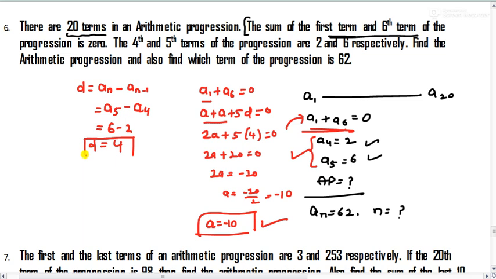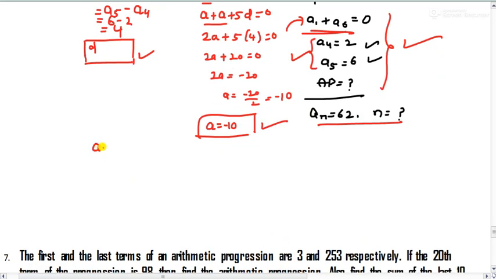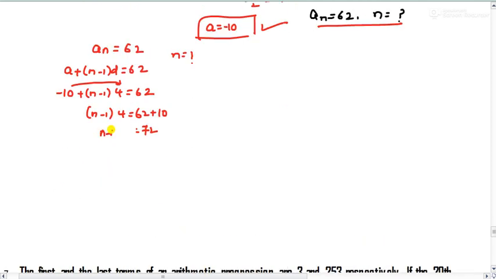So AP can be easily found out, correct? Right. So the first question is understood. Now second, this also you can do, isn't it? See, they are asking, AN is 62, but what is N? So use the AN formula, A plus N minus 1 into D. A we have already got as minus 10, N we don't know, D is 4, which equals 62. Now transfer this to RHS first. So n minus 1 into 4 equals 62 plus 10, which is equal to 72, right? So n minus 1 into 4 is that value.